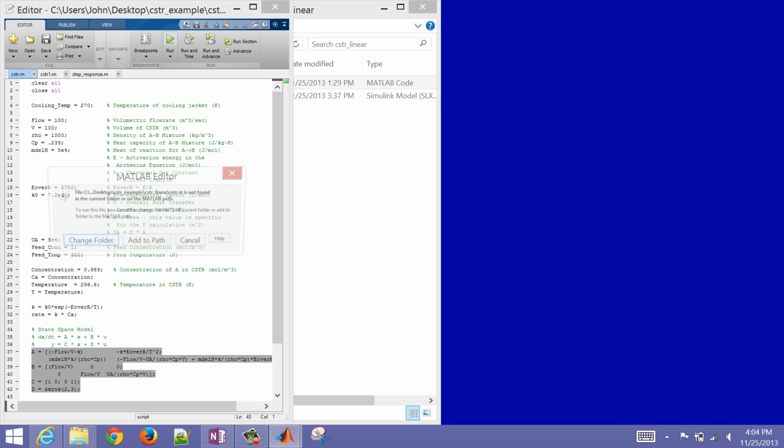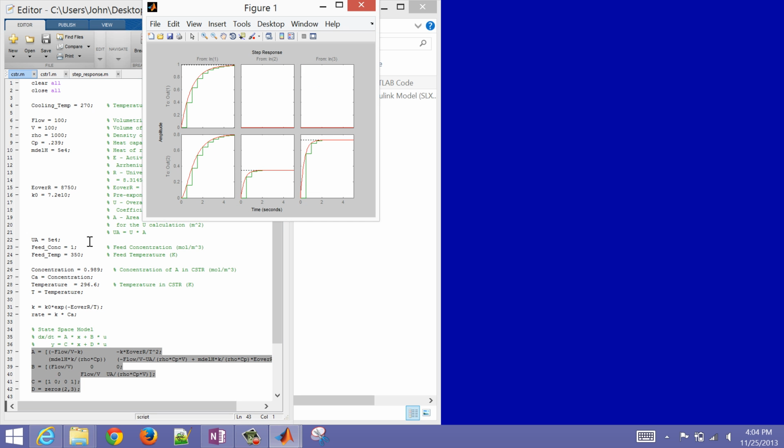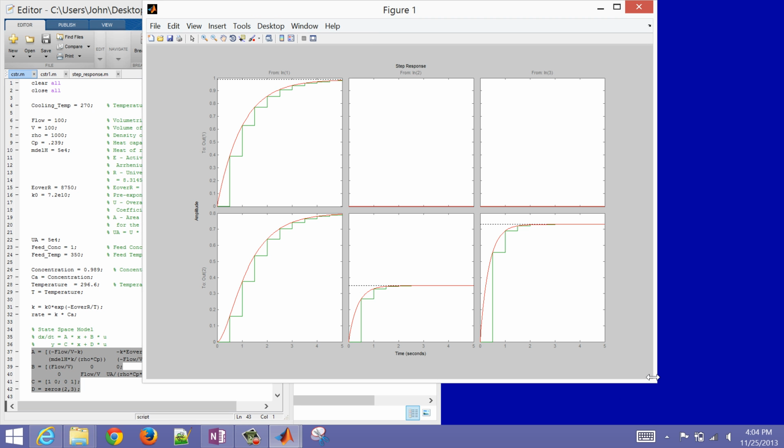Okay, so I'm going to run this, and I'll change folders here, run this example, and it'll come up with some step response models here. So this is the result. In one is the concentration coming in. This is the inlet temperature. In two, and then in three is going to be the cooling jacket temperature. Out one is the concentration of A, and that's the temperature.